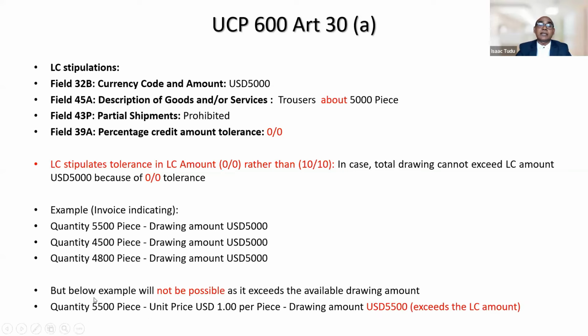And that is here, you can see quantity 5,500, when unit price is given at the rate of 1, drawing amount would be 5,500, which will mean that the LC amount will get exceeded. So this is not acceptable, right? This situation is not acceptable. When unit price is given, quantity cannot be 5,500 because drawings would be 5,500 in this case and there is no tolerance given against the LC amount. Drawing amount cannot exceed the LC amount, isn't it? So remember this, right?